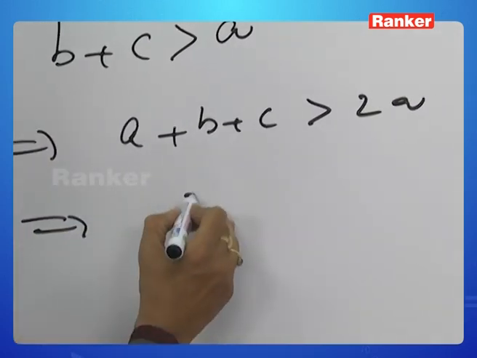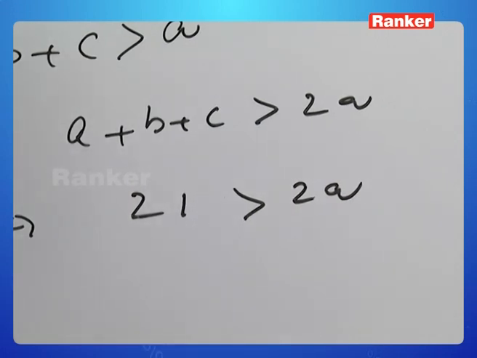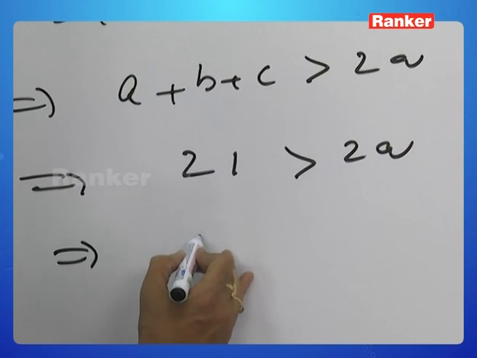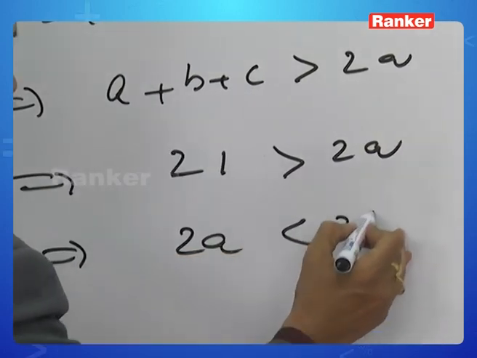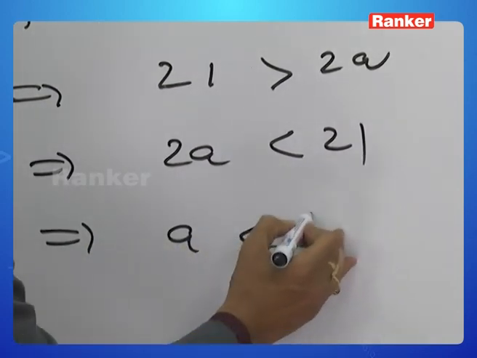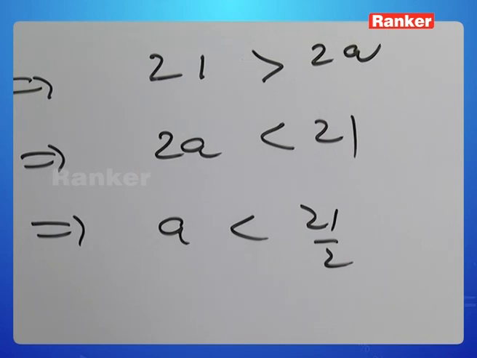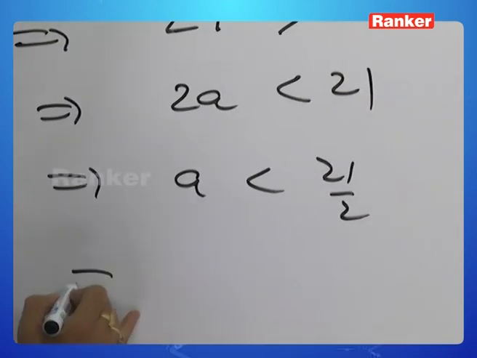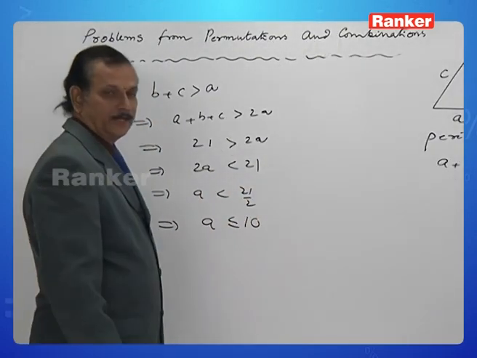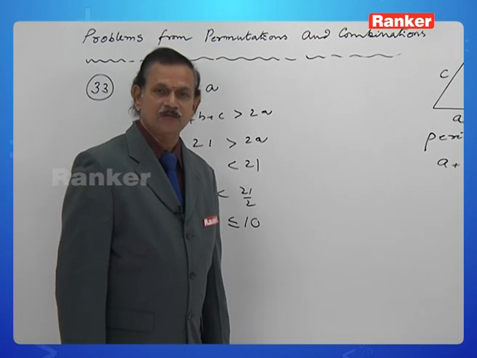Implies 21 is greater than 2A. Implies 2A is less than 21. Implies A is less than 21 by 2. What is 21 by 2? 10.5. Implies A is less than or equal to 10.